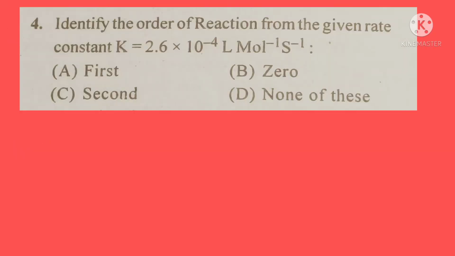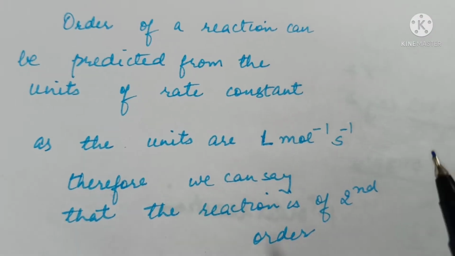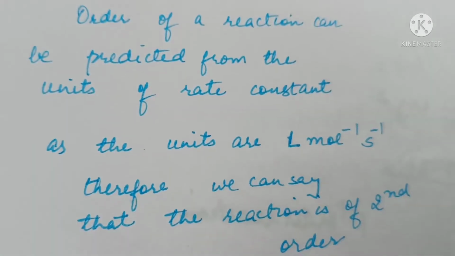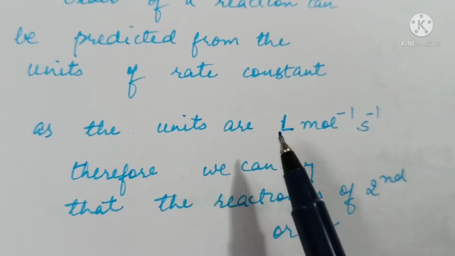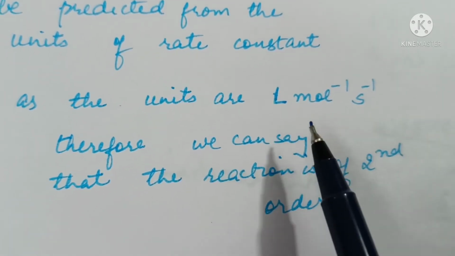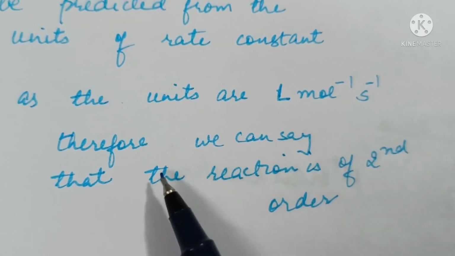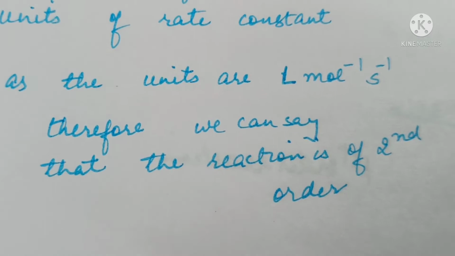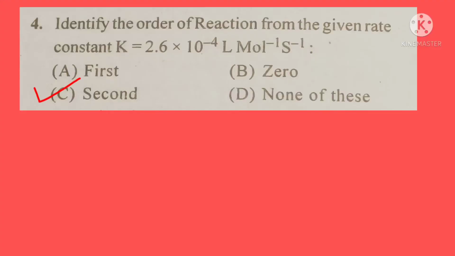Identify the order of reaction from the given rate constant K is equal to 2.6 into 10 raised to power minus 4 liter per mole per second. Order of reaction can be predicted from the units of rate constant. As in this case, the units are liter, mole inverse, second inverse, which are the units of a second order reaction. So we can say that the reaction is of second order. So option C is the correct answer.